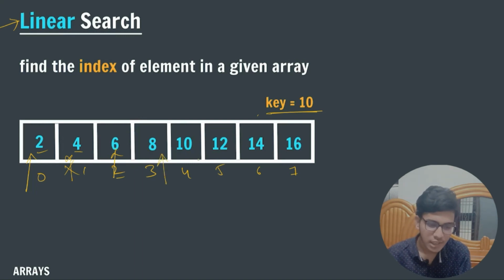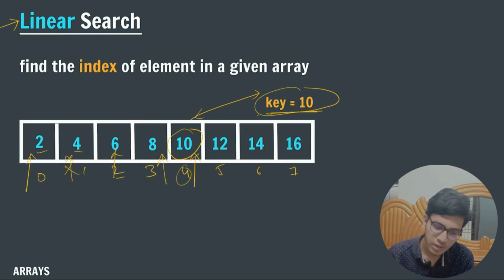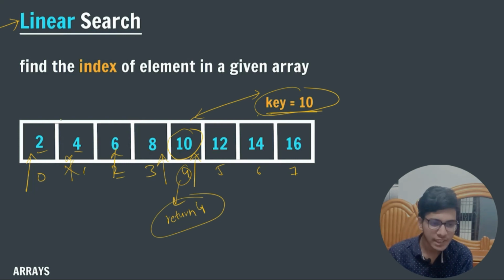No, next iteration the element is 10, the element is 8, after that the key is 10. So no, the element is not matched with the key. After that, my indicator will move to the next index. In the next index the element is 10 and the key is 10. So both are the same. If both are the same, then return the index of that particular element. So this is how linear search works.